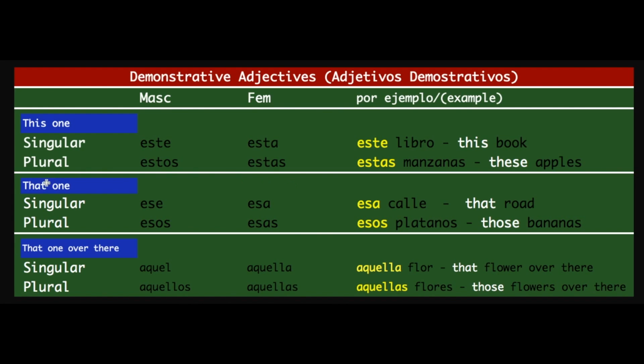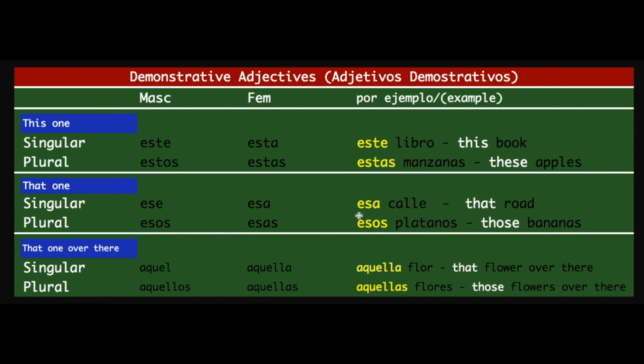Let's move on to that one, objects which are slightly far from you. The first one is ese. Ese means that for masculine singular objects. The next one is esa, which also means that but for feminine objects. Then we have esos and esas, which mean those for masculine and feminine, of course plural objects respectively.